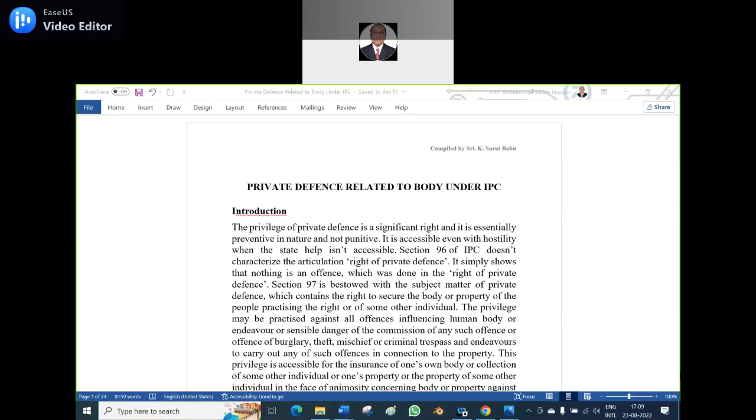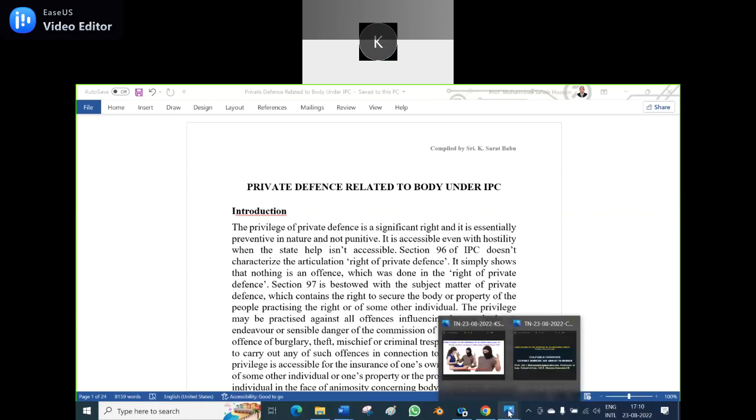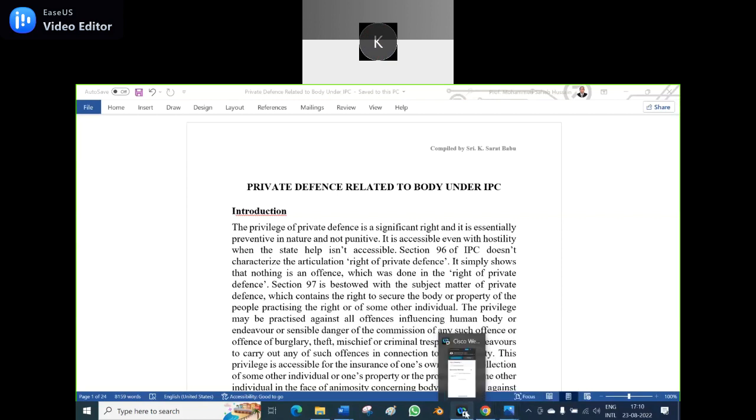I'm going to deal with the right of private defense in IPC. Which sections deal with the right of private defense? Participants already did the MCQ. 76 to 106, sir. It is from 96 to 106. These sections of IPC deal with private defense.